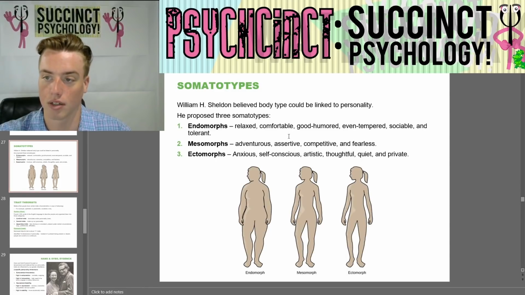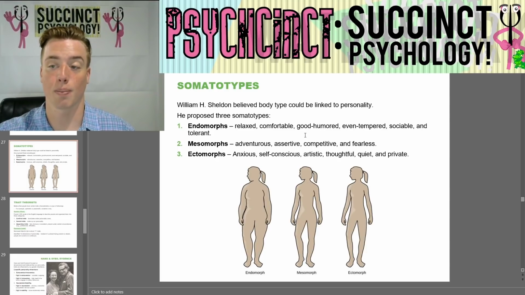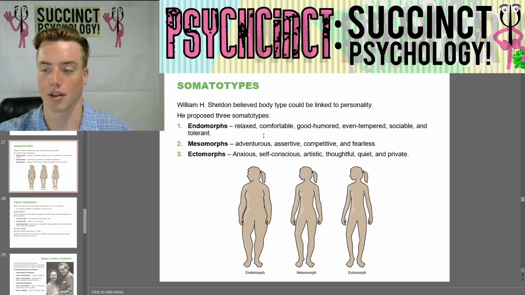So, first we have, right here, somatotypes. William H. Sheldon believed body type could be linked to personality. So he proposed 3 somatotypes. Endomorphs, they're relaxed, you can see right here. Relaxed, comfortable, good-humored, even-tempered, sociable, and tolerant.